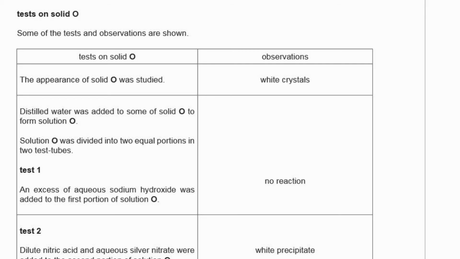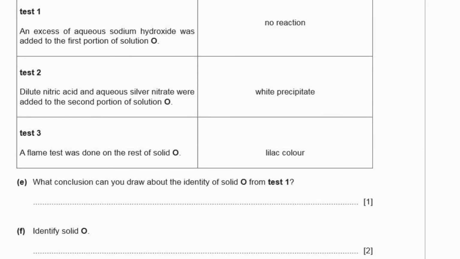So now we do the tests on solid O. Some of the tests and observations are shown, and the appearance of solid O was studied. Okay, so distilled water was added to some of the solid O to form solution O, which was divided into 2 equal portions in 2 test tubes. And there were 3 tests performed on that solution O. All right, so test 1. An excess of sodium hydroxide was added to the first portion of solution O, and there was no reaction. All right, so that shows quite a few things that it's not, and it shows a little bit of what it is, but we'll move on to the next one.